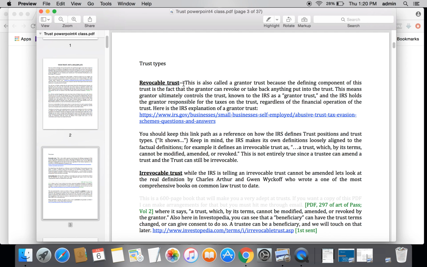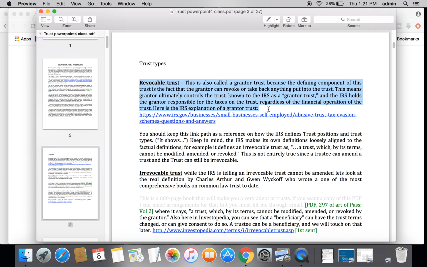So basically any trust where the grantor has control is a revocable trust. It doesn't matter how the grantor may define it or how they may set it up. The IRS is going to look at it as a grantor trust as long as the person who's giving the property has control over that property ultimately. Okay, and they tax the grantor. And usually these trusts are set up with the grantor's social security number.